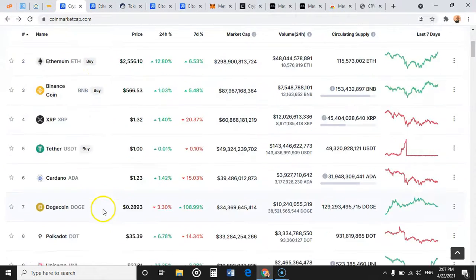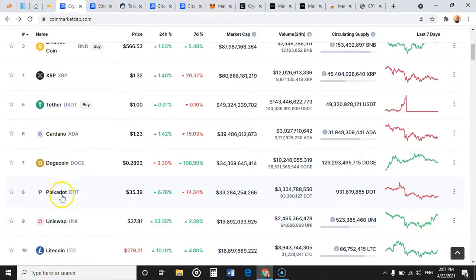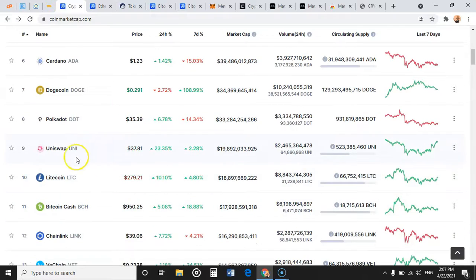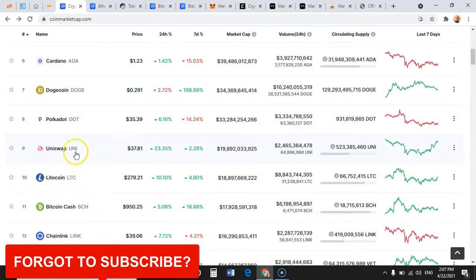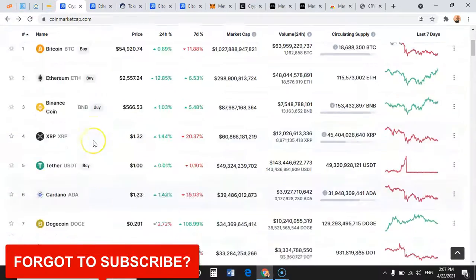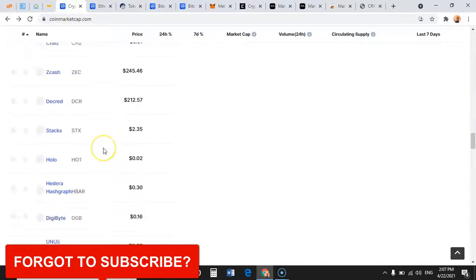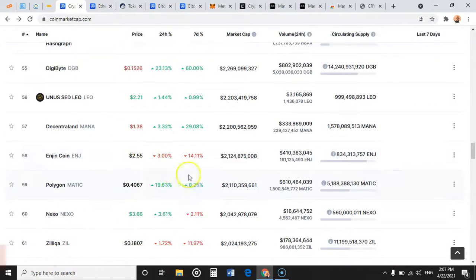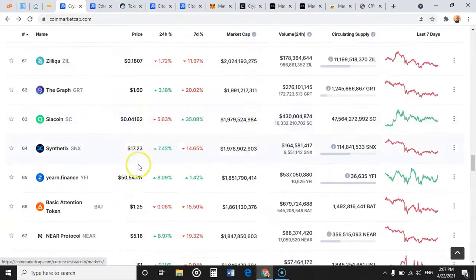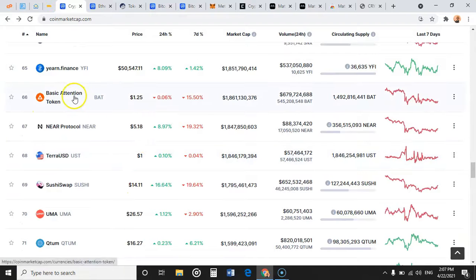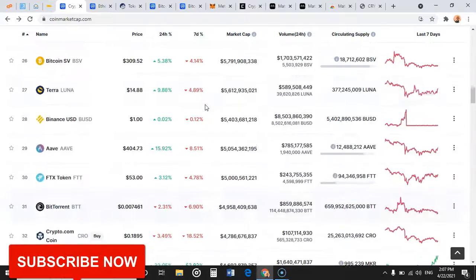Under this and this, you have Cardano, you have Doge, you have Polkadot, you have Uniswap. Uniswap is also a token on the Ethereum blockchain. So when you scroll down, there are a lot of other cryptos that are not coins. Like Basic Attention Token is a token, and that is explicit enough. It is not a coin.